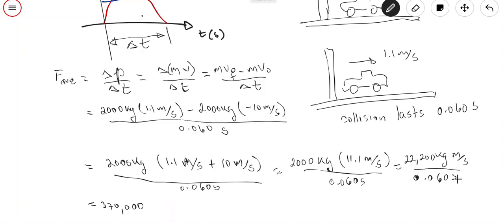Because this second multiplied by this second here becomes second squared, and kilograms meters per second squared is the same as newtons. So we have here 370,000 newtons. If you want to write this as kilonewtons, you know that in 1 kilonewton you have 1,000 newtons. So you can say that the average force here is 370 kilonewtons, exactly the same thing as 370,000 newtons.